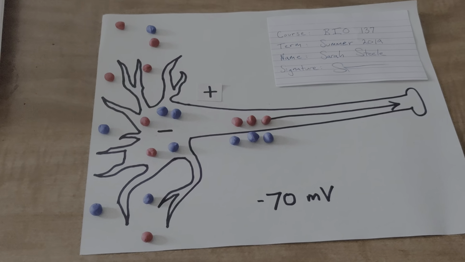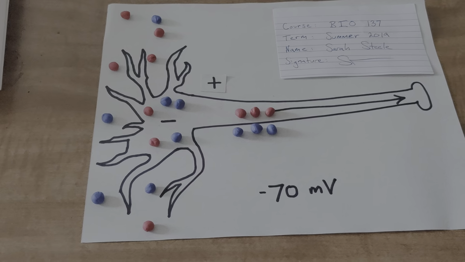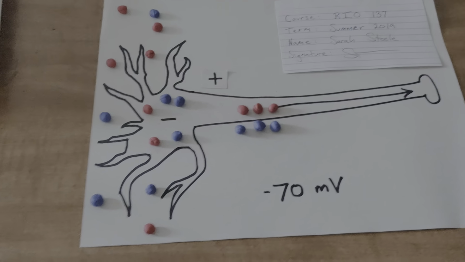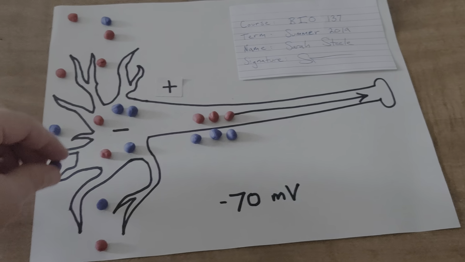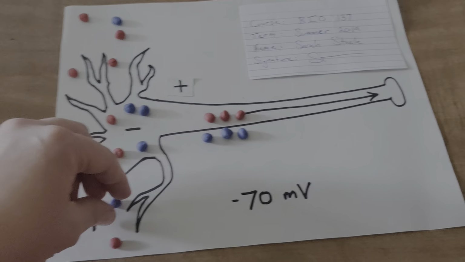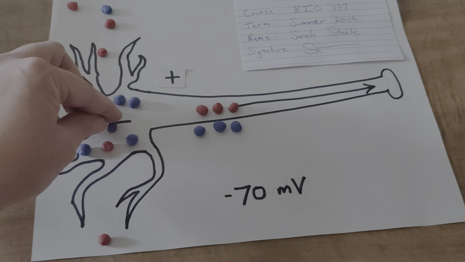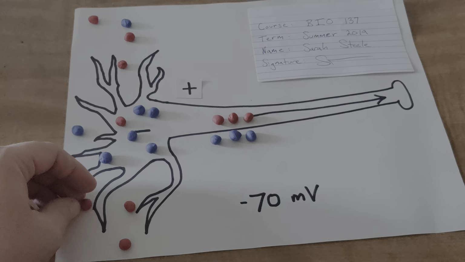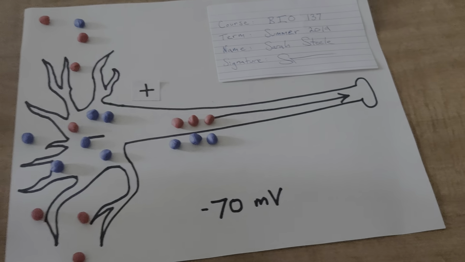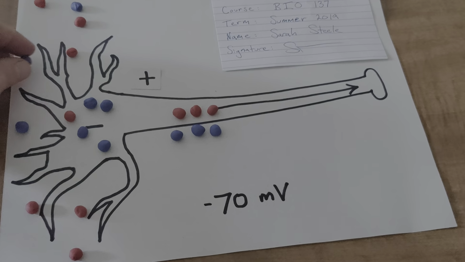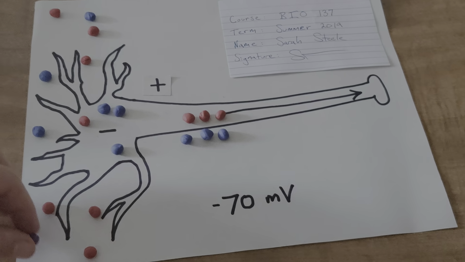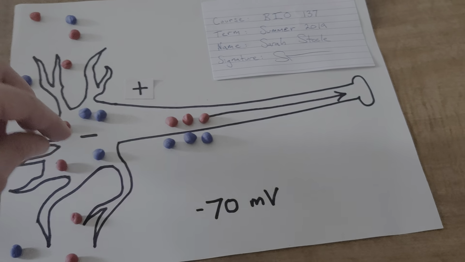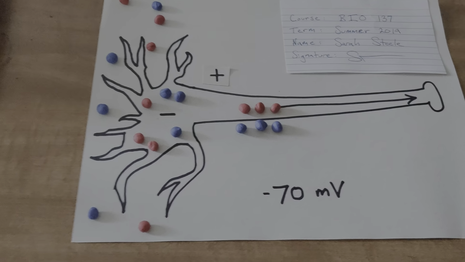The resting potential is maintained by the sodium-potassium pump, because as sodium enters the neuron and potassium leaves the neuron, the sodium-potassium pump will actually pump the sodium outside and pump the potassium back in order to maintain this resting potential.